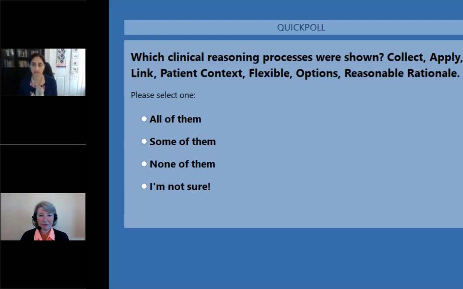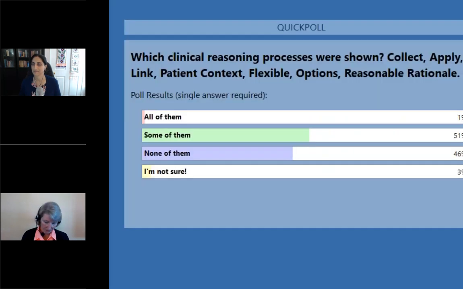And we'll just give a few moments for our attendees to respond. Yeah. I can see the responses coming through. Just wait another 10 seconds or so. Okay. So here's what our colleagues are saying. So mostly some or none. Yeah. Okay.